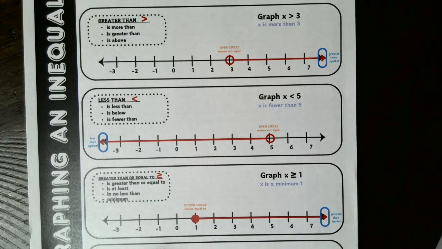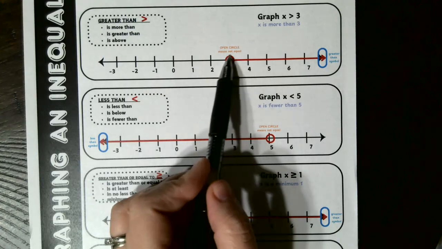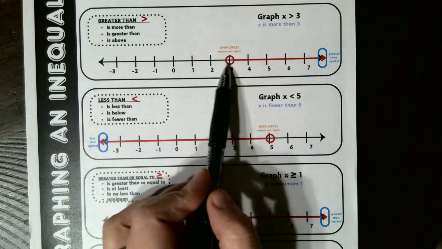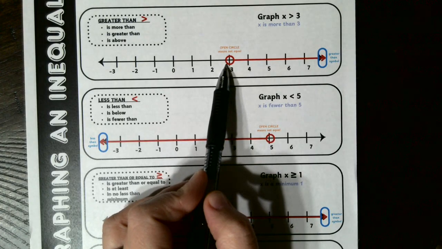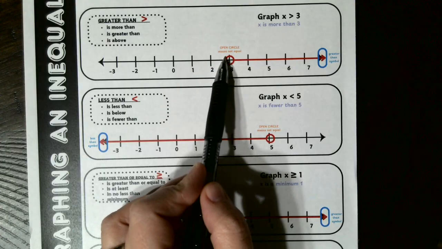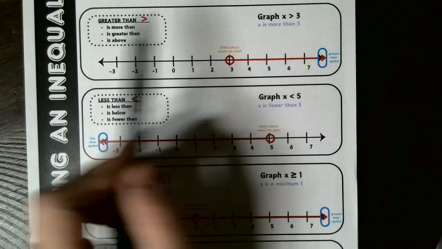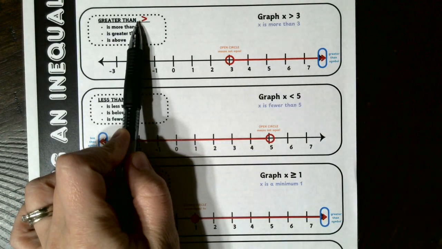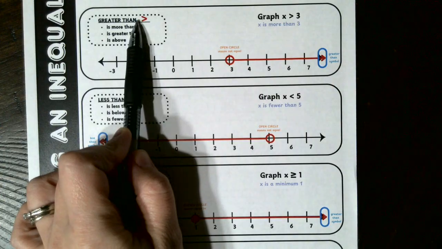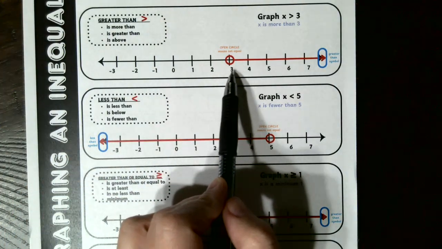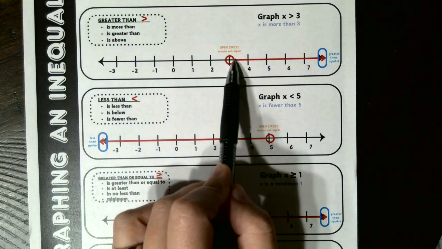So I am going to start at 3 with my circle. This is going to be an open circle. Why is it going to be an open circle? It's going to be an open circle because this means that it is not equal to 3. If I put an open circle, that means my x cannot be 3 because this does not say greater than or equal to. It just says it is greater than 3. So to show that on my number line, I will keep my circle open.